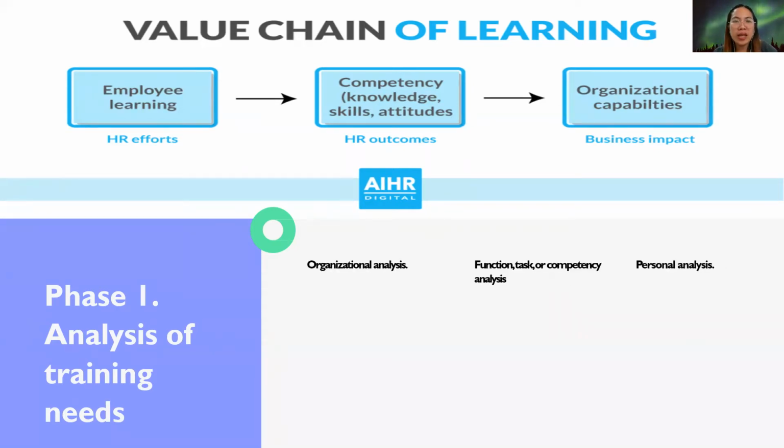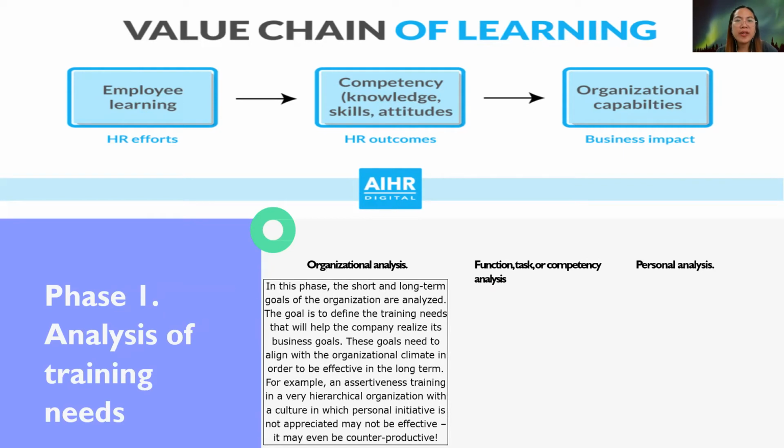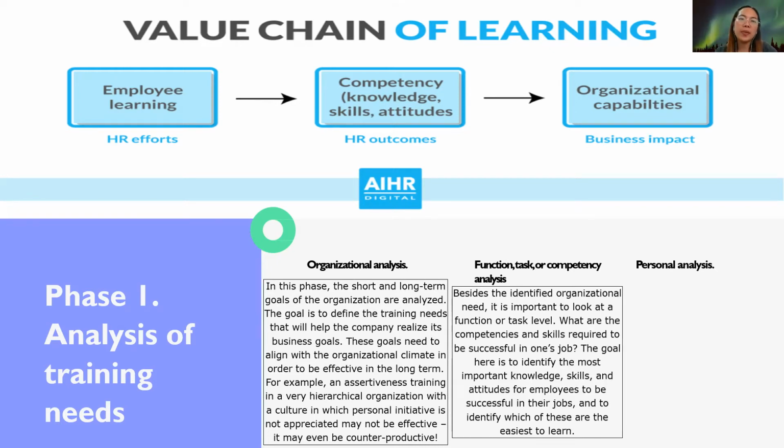So for the organizational analysis, in this phase, the short and long-term goals of the organization are analyzed. So the goal is to define the training needs that will help the company really realize its business goals. And second, for the function task or competency analysis, besides the identified organizational needs, it is important to look at the function or task level. So what are the competencies and skills required to be successful in one's job? So the goal here is to identify the most important knowledge, skills, and attitudes for employees to be successful in their jobs and to identify which of these are the easiest to learn.